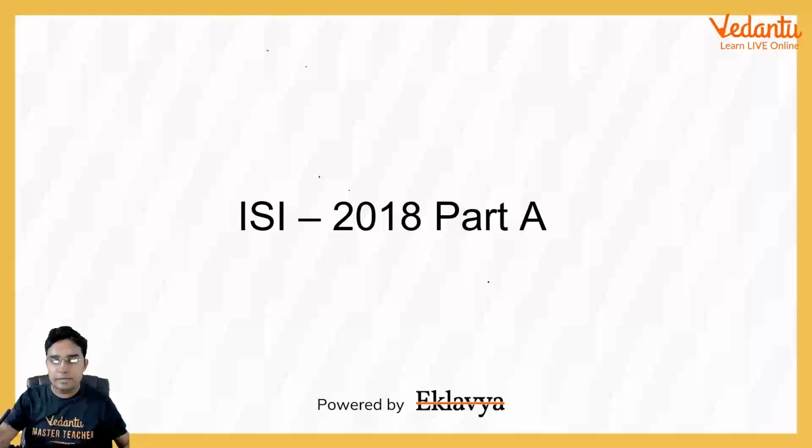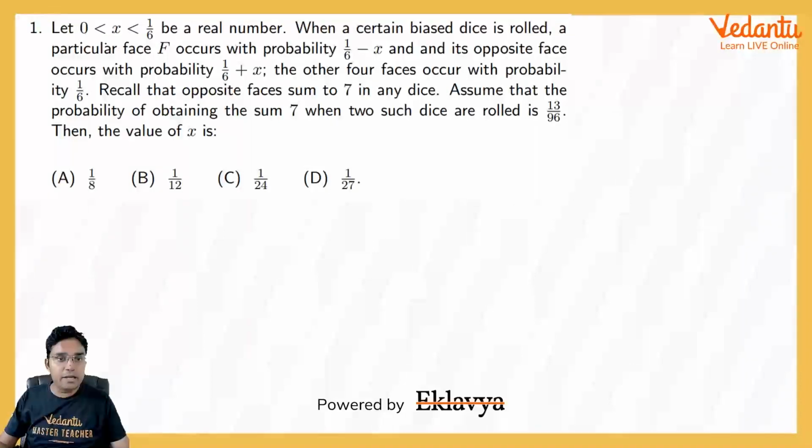So let us start. This is the first question, which says let x between 0 to 1 by 6 is a real number. When a certain biased dice is rolled, a particular face f occurs with probability 1 by 6 minus x, and its opposite face occurs with probability 1 by 6 plus x. The other four faces occur with probabilities 1 by 6 each. Recall that opposite faces sum to 7 in any dice. Assume that the probability of obtaining the sum 7 when two such dice are rolled is 13 by 96. Then we have to find the value of x.